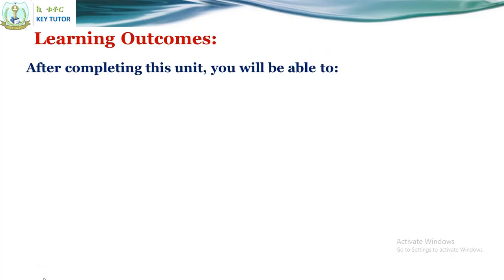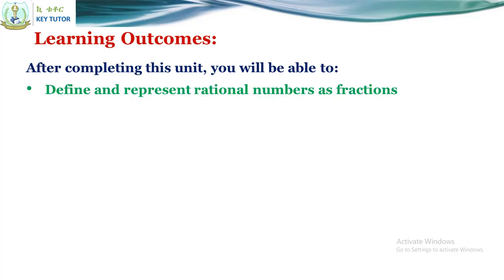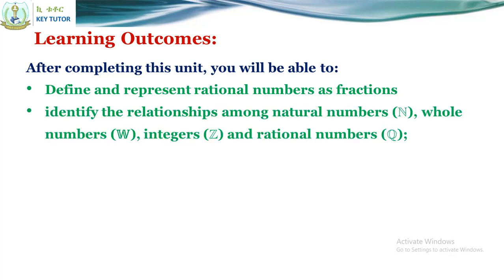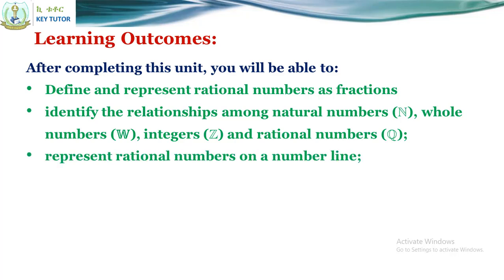Let us just dive into the first unit, learning outcomes. After completing this unit, you will be able to: 1. Define and represent rational numbers as fractions. 2. Identify the relationship among natural numbers, whole numbers, integers and rational numbers. The third learning outcome is representing rational numbers on a number line. And the other one we want to cover is compare and order rational numbers.